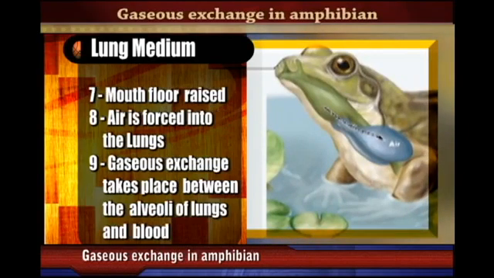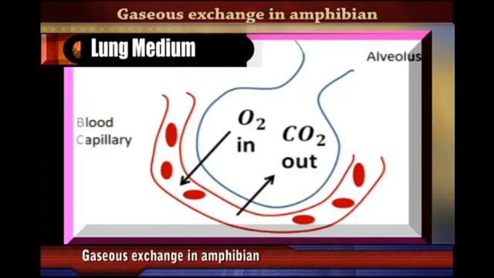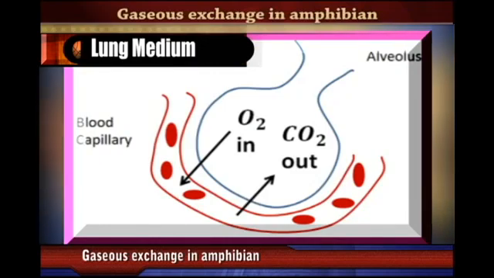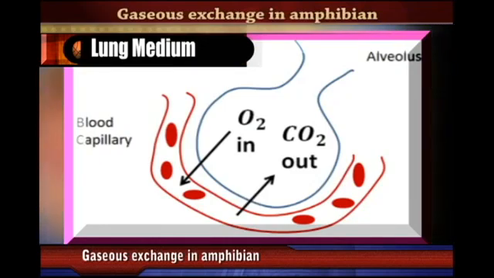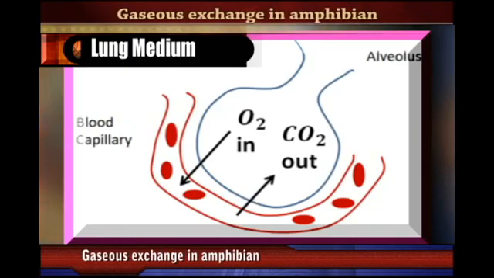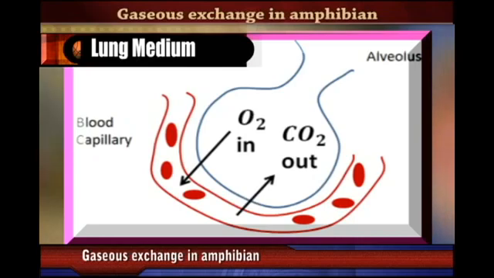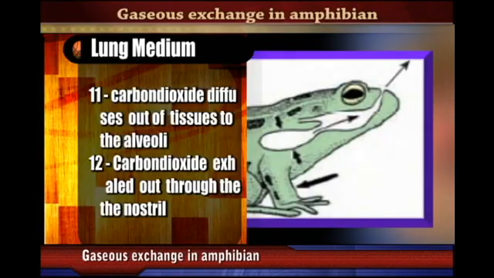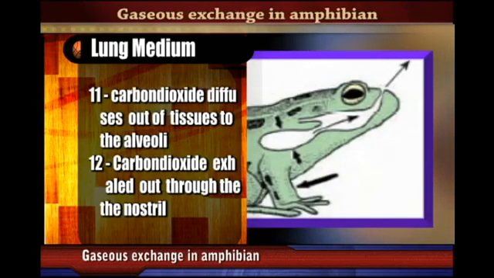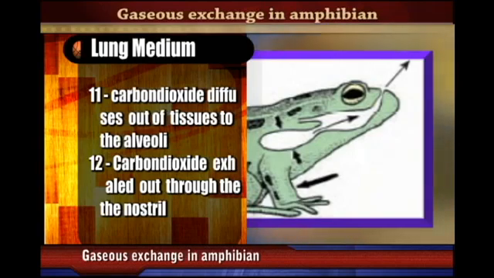And in the lungs, oxygen diffuses into the alveoli of the lungs, and carbon dioxide diffuses out from the blood tissues to the alveoli, and carbon dioxide is exhaled out through the nostrils due to the contraction and relaxation of the lung muscles. That is how gaseous exchange takes place in amphibians.